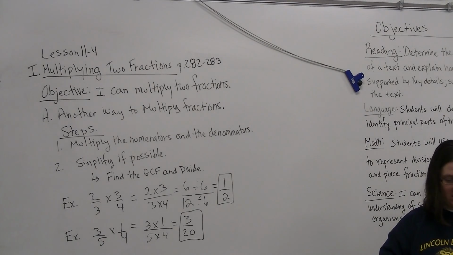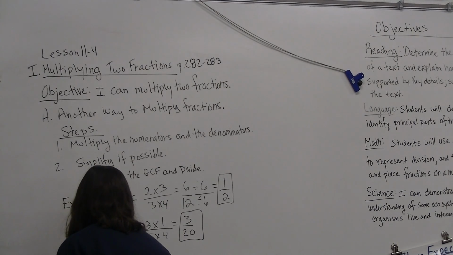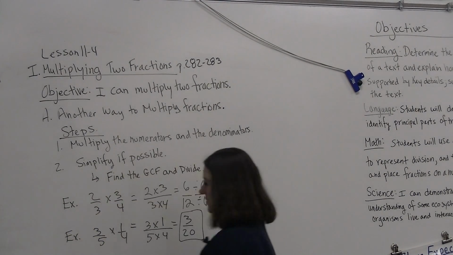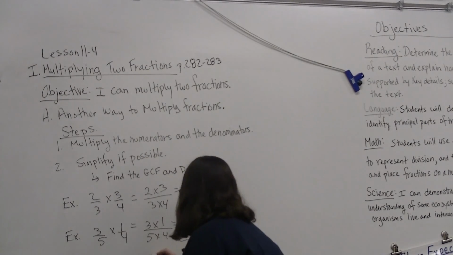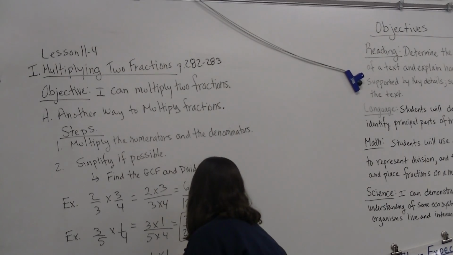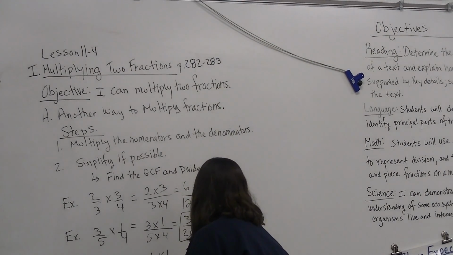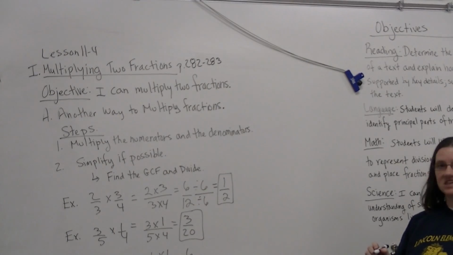We will do one more example. 6/7 times 1/2. Again, 6/7 times 1/2. So multiply numerators. 6 times 1 equals 6. Then your denominator, 7 times 2 is 14. Our product at this point is 6/14.